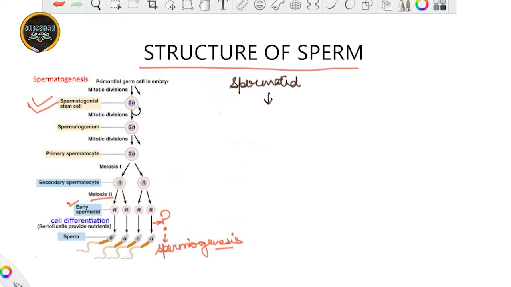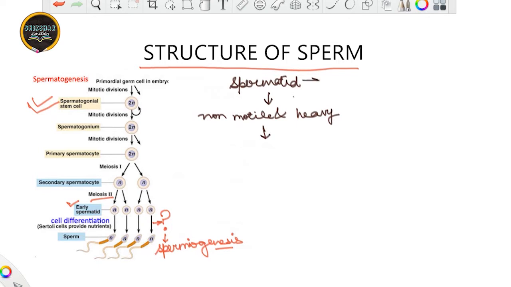So this spermatid which has developed is actually non-motile and it is heavy also. That means it is not the actual sperm. That means it cannot go directly to the ovum for the fertilization part. Before that, it should become the actual motile sperm and light in weight.